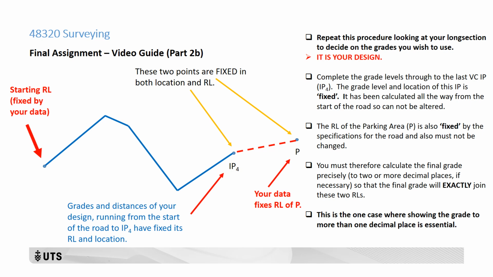So the grade of that red line, the red dashed line, that's going to join IP4 to point P must be calculated and shown precisely. Potentially to 2 decimal places, that should be sufficient unless the line was very long. And this is the one case where you can show the grade to more than 1 decimal place because the mathematics inside your calculations must always agree perfectly.